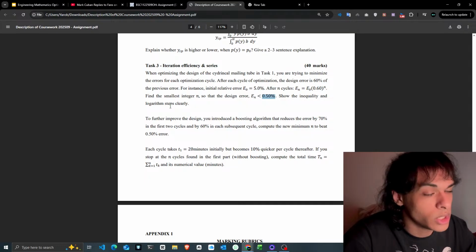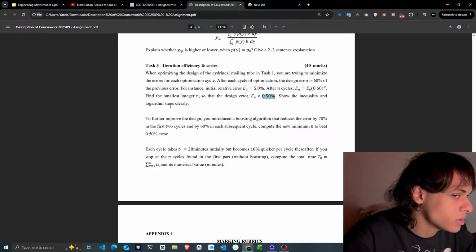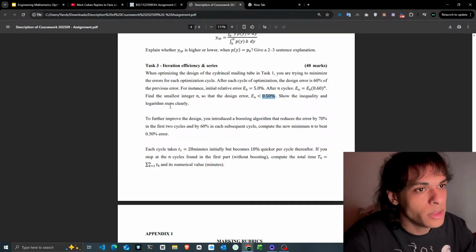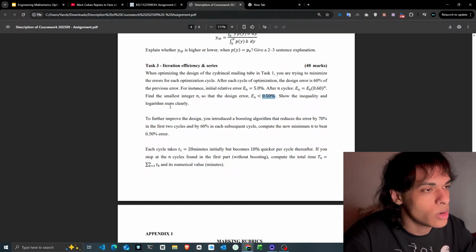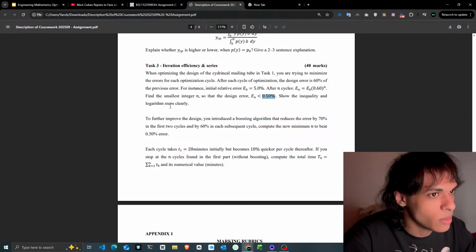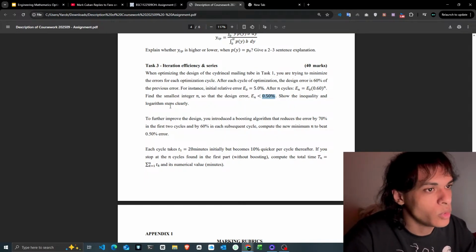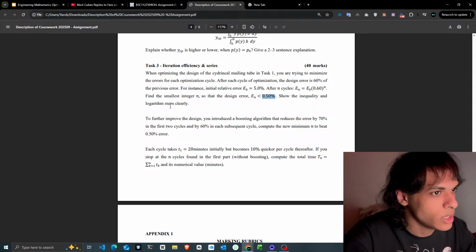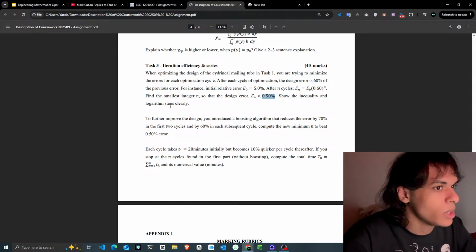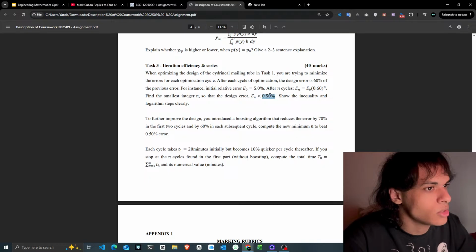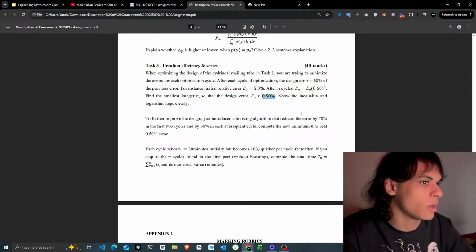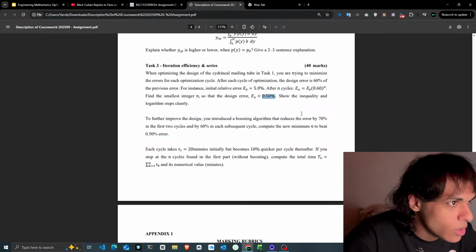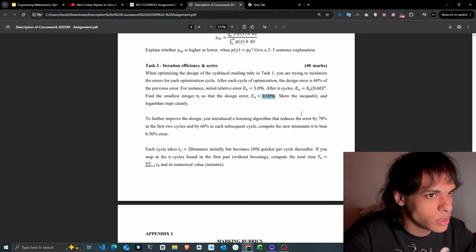And so decreasing the number of cycles, okay? Find the smallest integer, okay? So we're trying to find the smallest amount of cycles, the least amount of cycles integer, so that the design reaches an error percent of 0.5. So we want to decrease the initial error to 0.5 basically. Okay. Show the inequality and logarithm steps clearly.